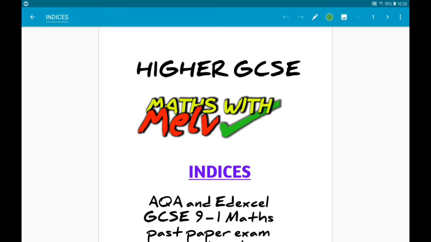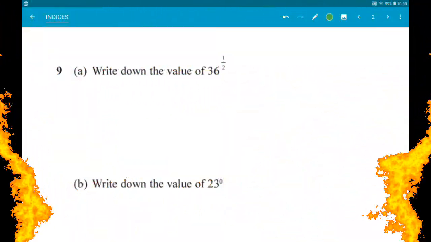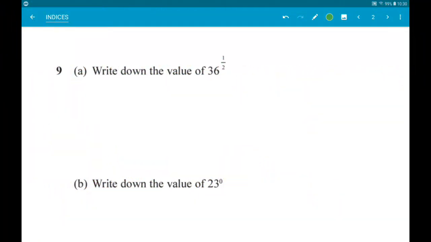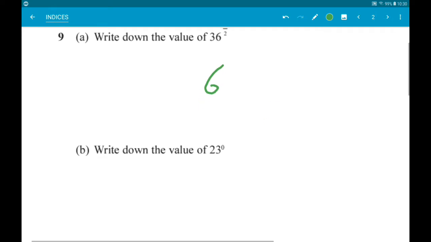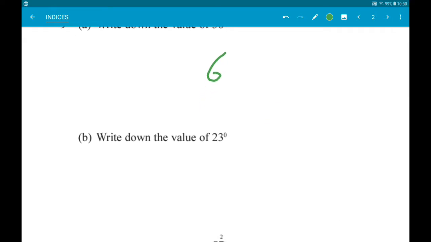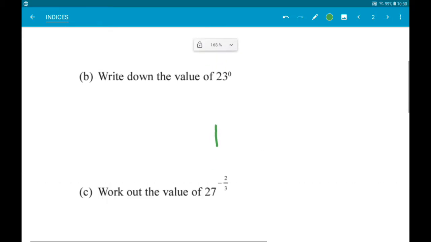Okay, let's do this. Okay then, first page, write down the value of 36 to the power of 1/2. That's square rooting, so it's 6. Write down the value of 23 to the power of 0. Any number to the power of 0 is 1. It doesn't work for 0 itself, but any other number is 1.